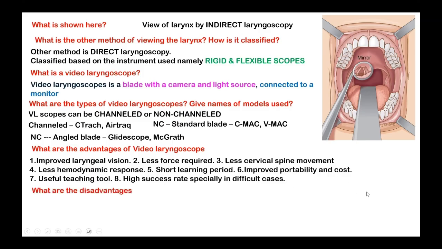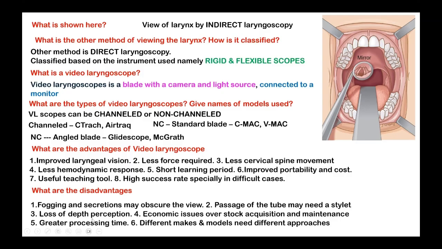What are the disadvantages? Difficult to pass the ET tube. Difficult to pass the ET tube inside the vocal cord. That's the only disadvantage? You say at least three or four. There are so many. Fogging and secretions may obscure the view. Passage of the tube may need a stylet. Loss of depth perception. Economic issues over stock acquisition and maintenance. Greater processing time. Different makes and models need different approaches. These are all the disadvantages.